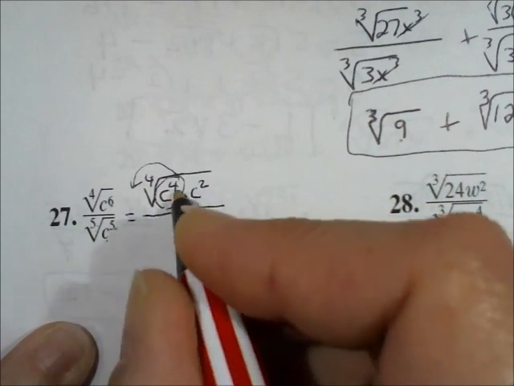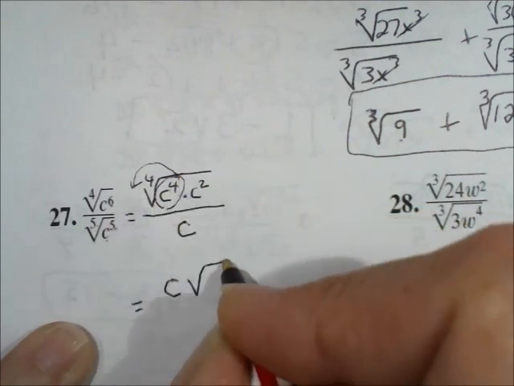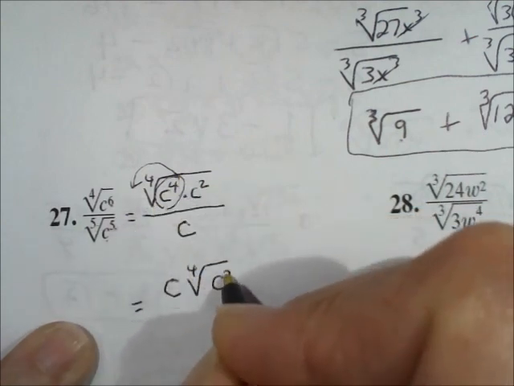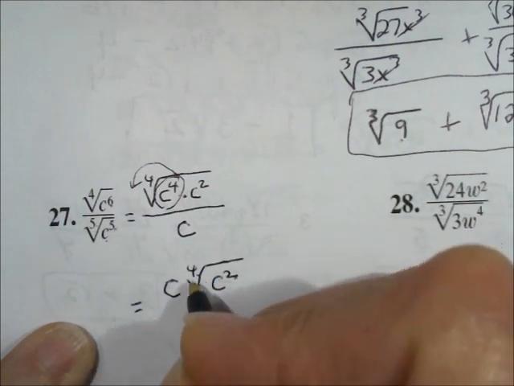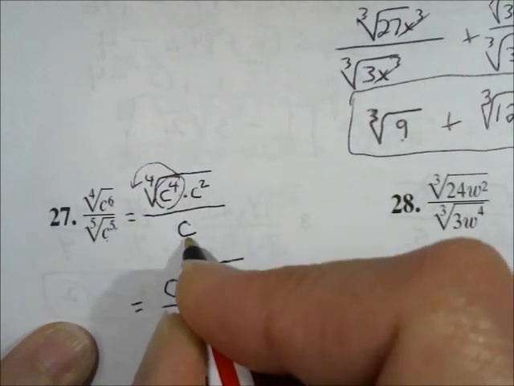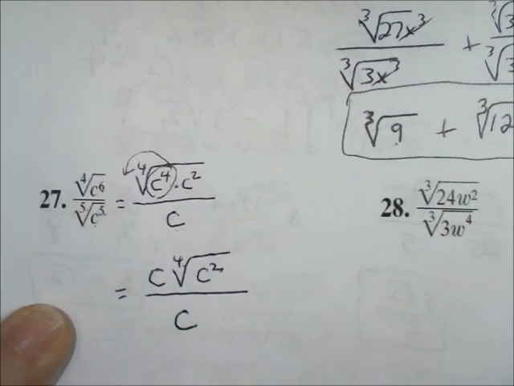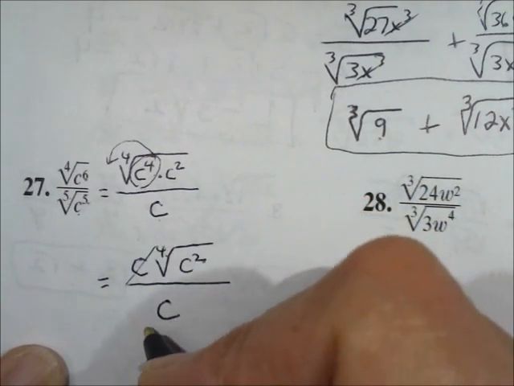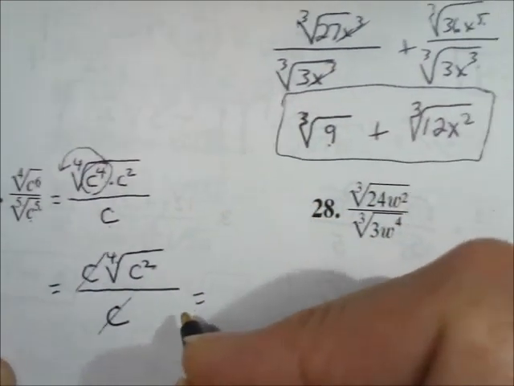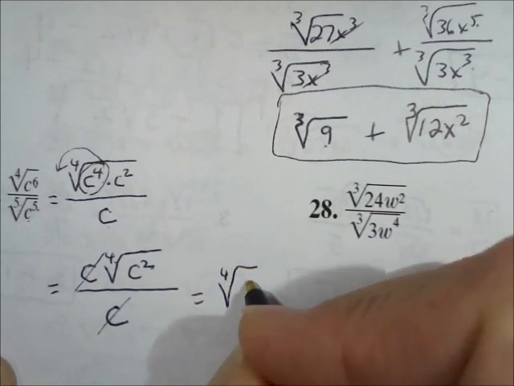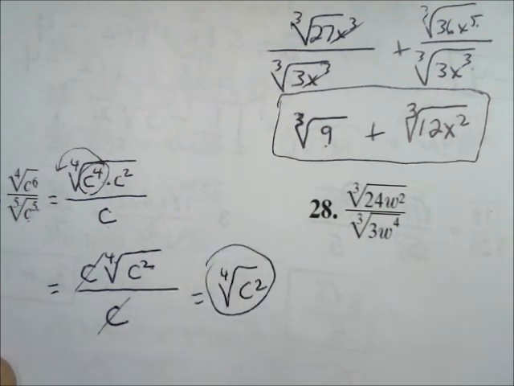So we have c that we've moved outside times the 4th root of c squared, which we're not going to touch because 2 is smaller than 4. And then on the bottom, we have to rewrite that c. Well, the c on the outside cancels with that c, so the only thing we have left is the 4th root of c squared, which is our final answer.